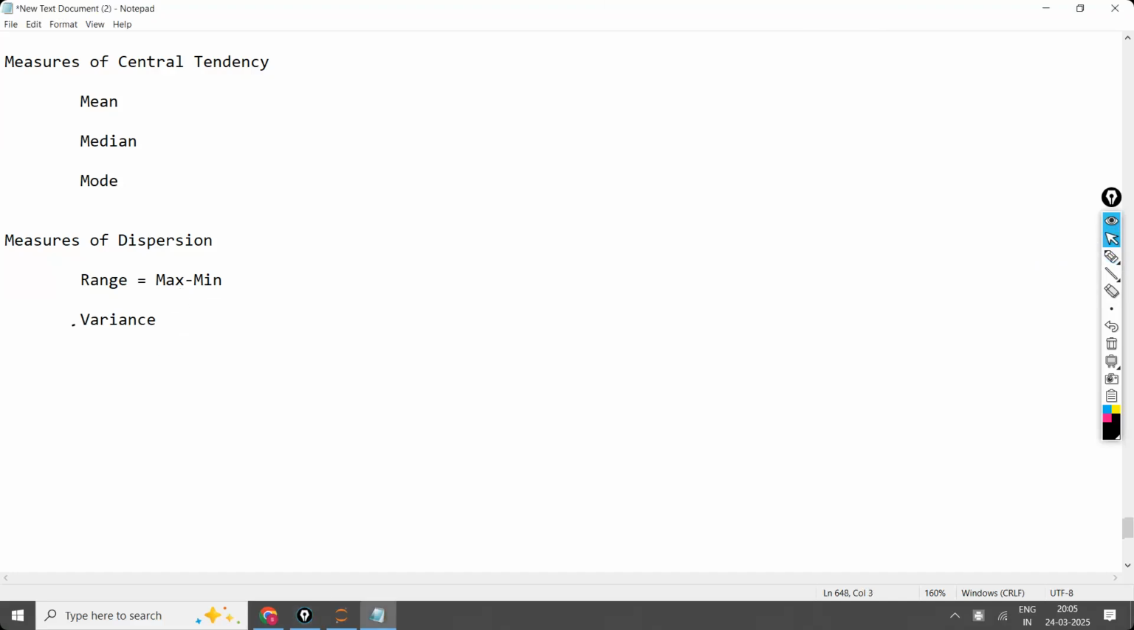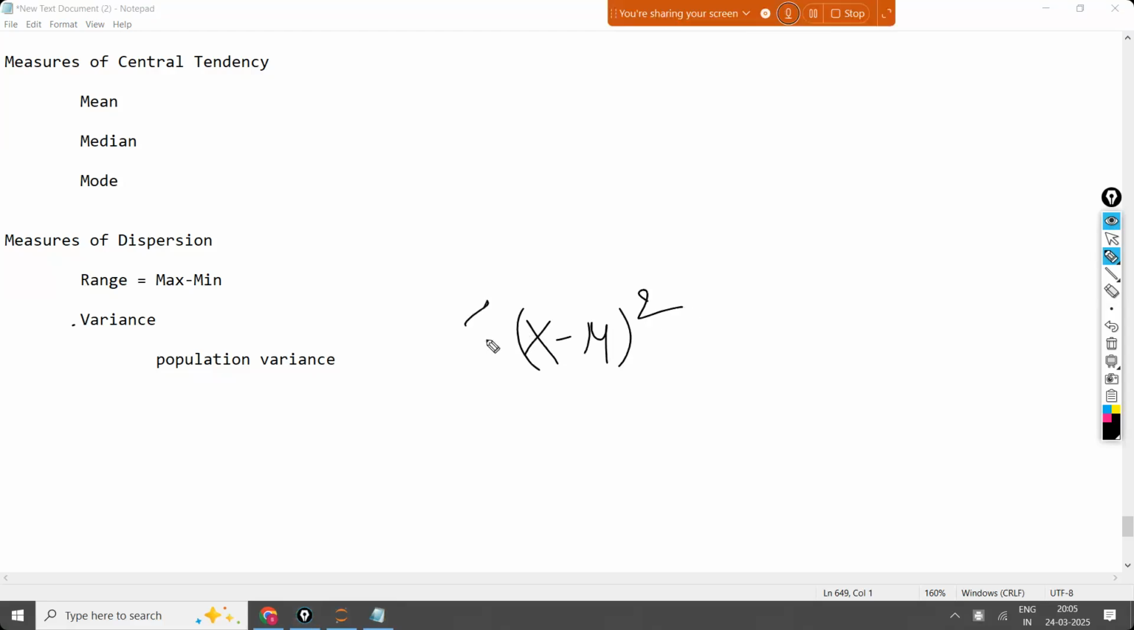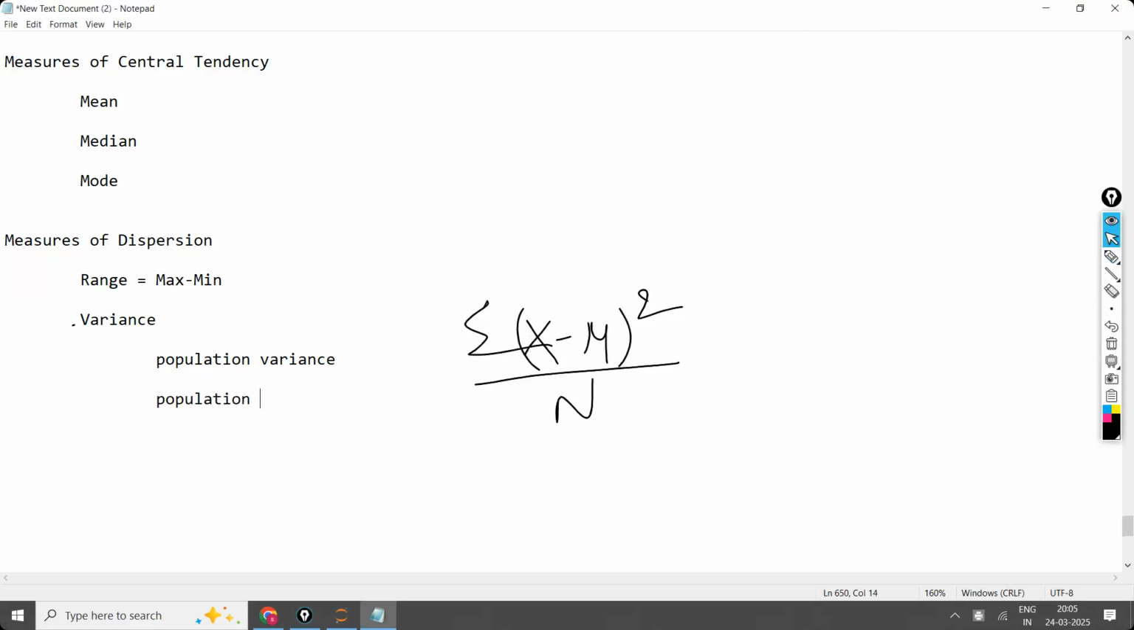Within variance, we have population variance and sample variance. What is the formula for population variance? First, you have to calculate the deviation. For that deviation, you have to do the square, which is called square deviation. Then you apply the mean, which is called mean square deviation. The second name is variance. Next one is called standard deviation.